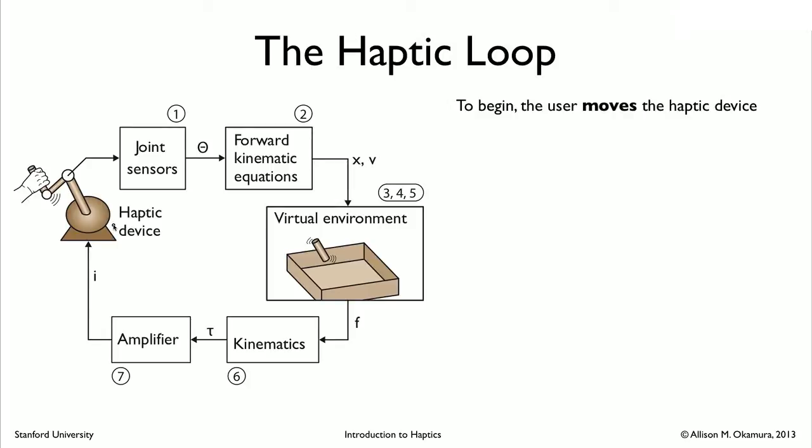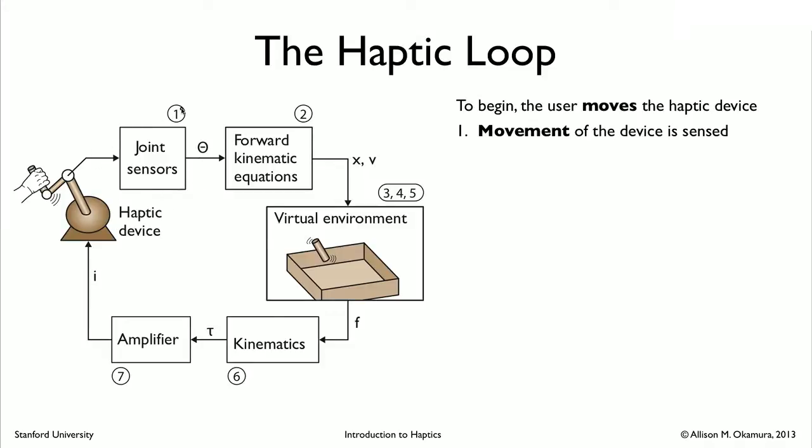So in the beginning, the user is holding on to this endpoint and moving the haptic device around. And if we're not trying to render anything, the user should actually feel just like they're moving around a stylus in free space, because ideally the mechanical properties of the haptic device are so minimal that the user won't feel as if he or she is interacting with a small robot. So to begin, the user moves around the haptic device. The movement of the device is sensed, and this is this first step over here.